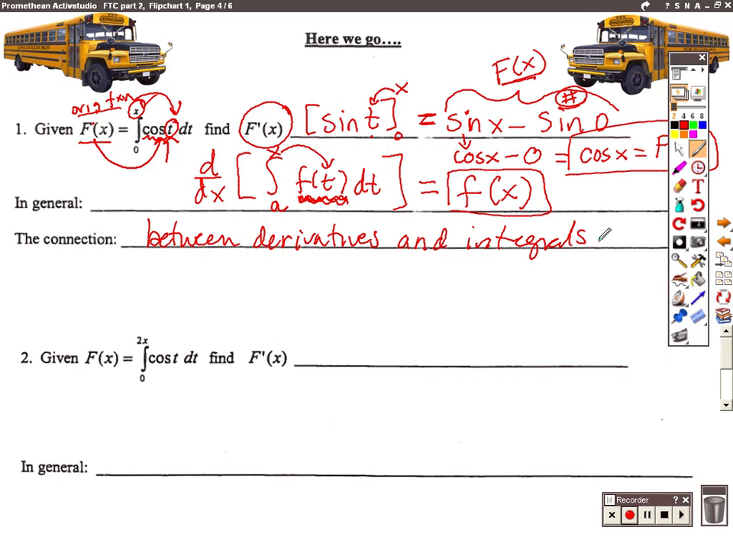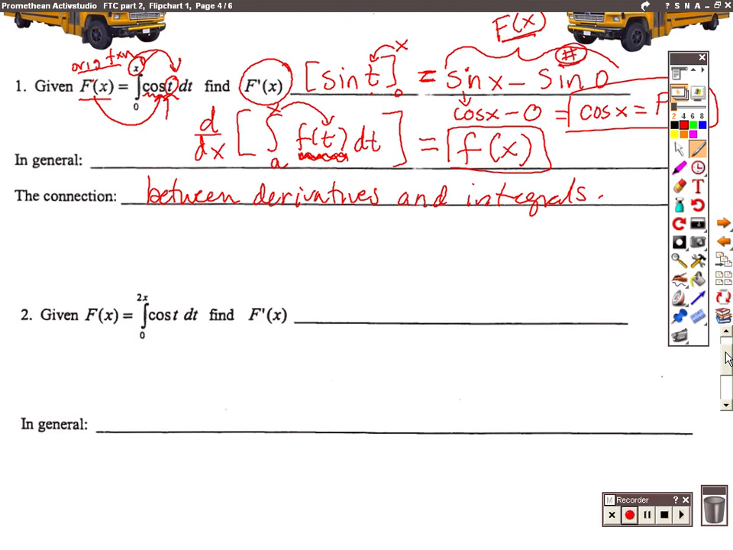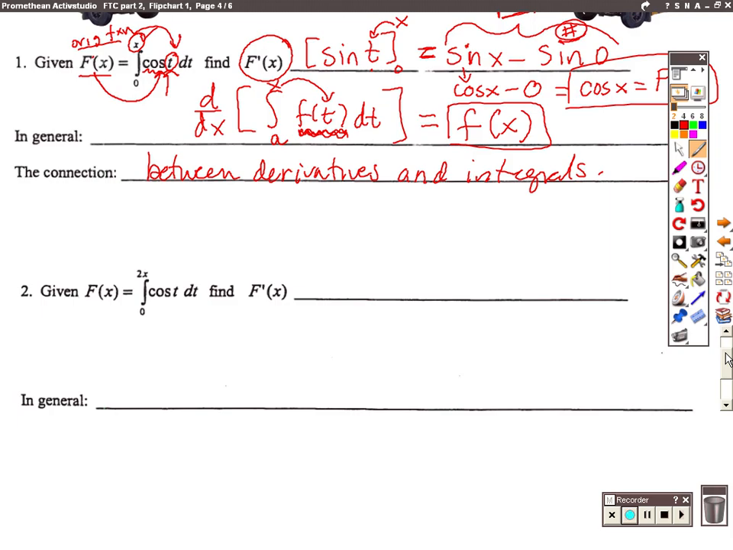All right, well, let's see how that plays out in some other examples. And what I want to convince you of is to do these by the shortcut method. Take a look at problem number 2. We have another function, big F of x, which is an original function. And this time we're going to go from 0 to 2x instead of just plain x. Now we're going to do this the long way, and then we're going to find our shortcut method. So let's see what happens.